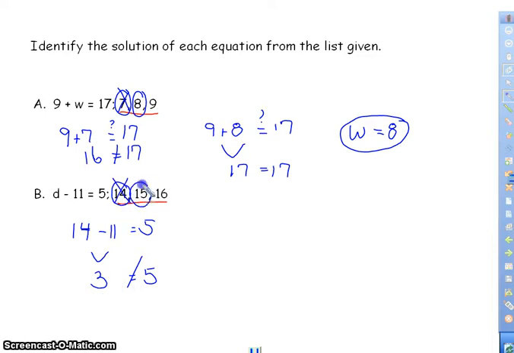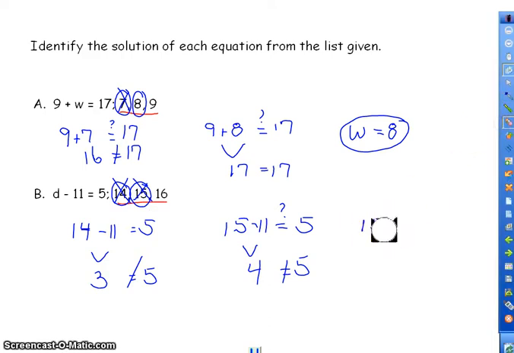Okay, try 15. 15 minus 11. I want to know if that will equal, whoops, this isn't working very well for me here. I want to know if that will equal 5. 15 minus 11 is 4. 4 does not equal 5, so that cannot be our solution, meaning our solution should be 16, but we're going to check it just to make sure. Oh, excuse me, I just wrote the wrong number.